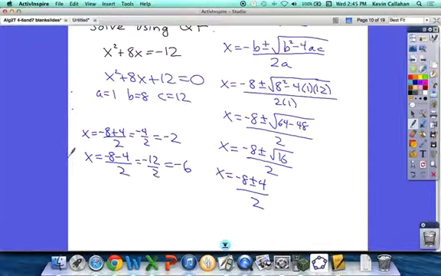Now, you could have factored that easily enough, right? What two numbers, their product is 12 and the sum is 8? 6 and 2. x plus 6 times x plus 2, so the answers are negative 6 and negative 2. They're going to give you the same answers.